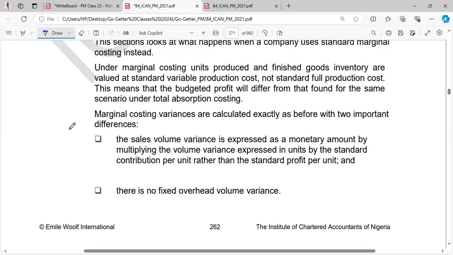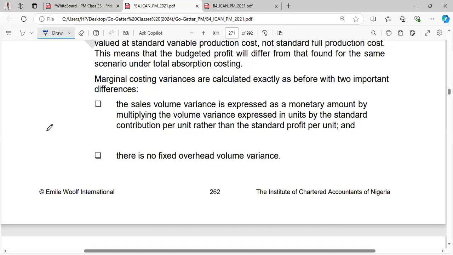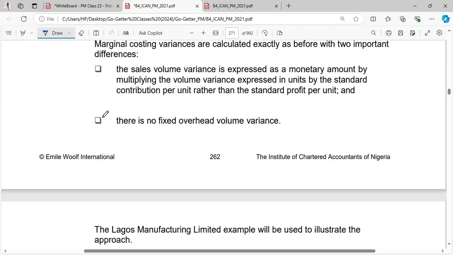Most times in your exam, you will see absorption costing mainly used. Marginal cost variances are calculated exactly the same, but with two important differences. Sales volume is expressed as a monetary amount by multiplying with the standard contribution margin. So that time we said standard profit margin, change it to standard contribution margin, which means it is sales minus variable cost. And there will be no fixed overhead volume variance.